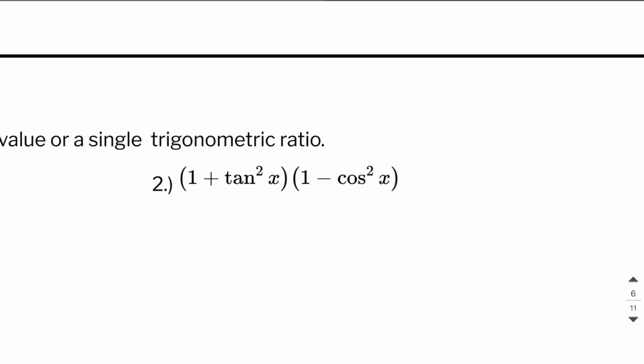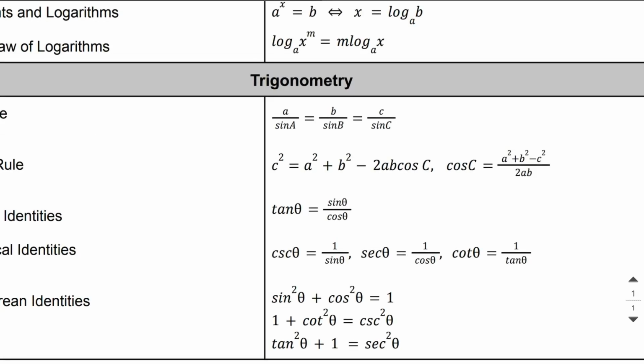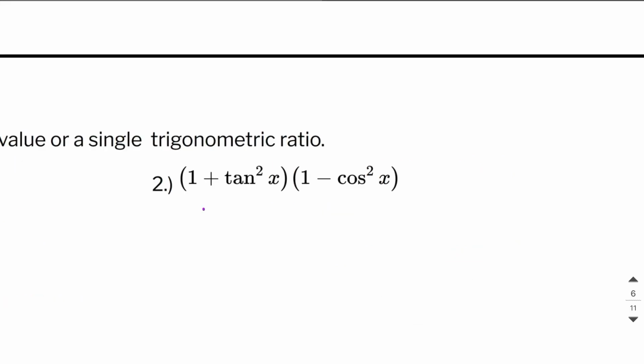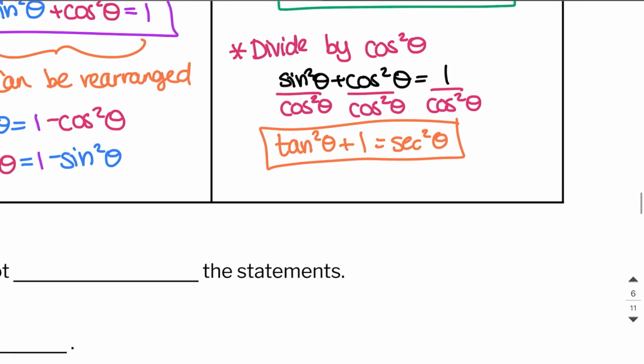Okay, in number 2, we want to write this as a single trig ratio. Now I see this 1 plus tan squared theta, and that looks familiar to me. And if I go to my formula sheet, I have right here tan squared theta plus 1, which is the same thing as 1 plus tan squared theta. So we know that 1 plus tan squared theta is secant squared theta right here. So I'm going to rewrite this as secant squared theta. We also figured that out right up here as well, okay?